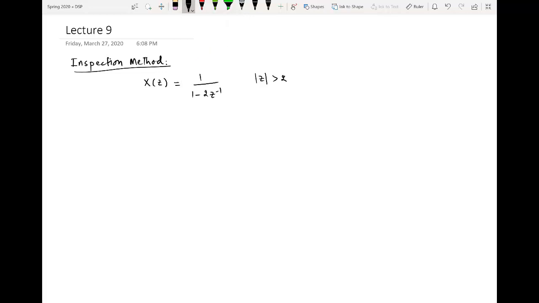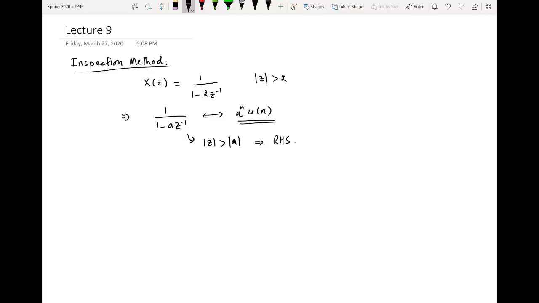As this is a very simple expression, you can directly use the Z transform pair. And which Z transform pair? You should know that if the Z transform has this form 1 over 1 minus a z inverse, its inverse Z transform will be directly given by a to the power n u[n] if the ROC is magnitude of z greater than a. If the ROC is magnitude of z greater than magnitude of a, it means the sequence is right sided, and therefore it will result in this particular time domain expression.